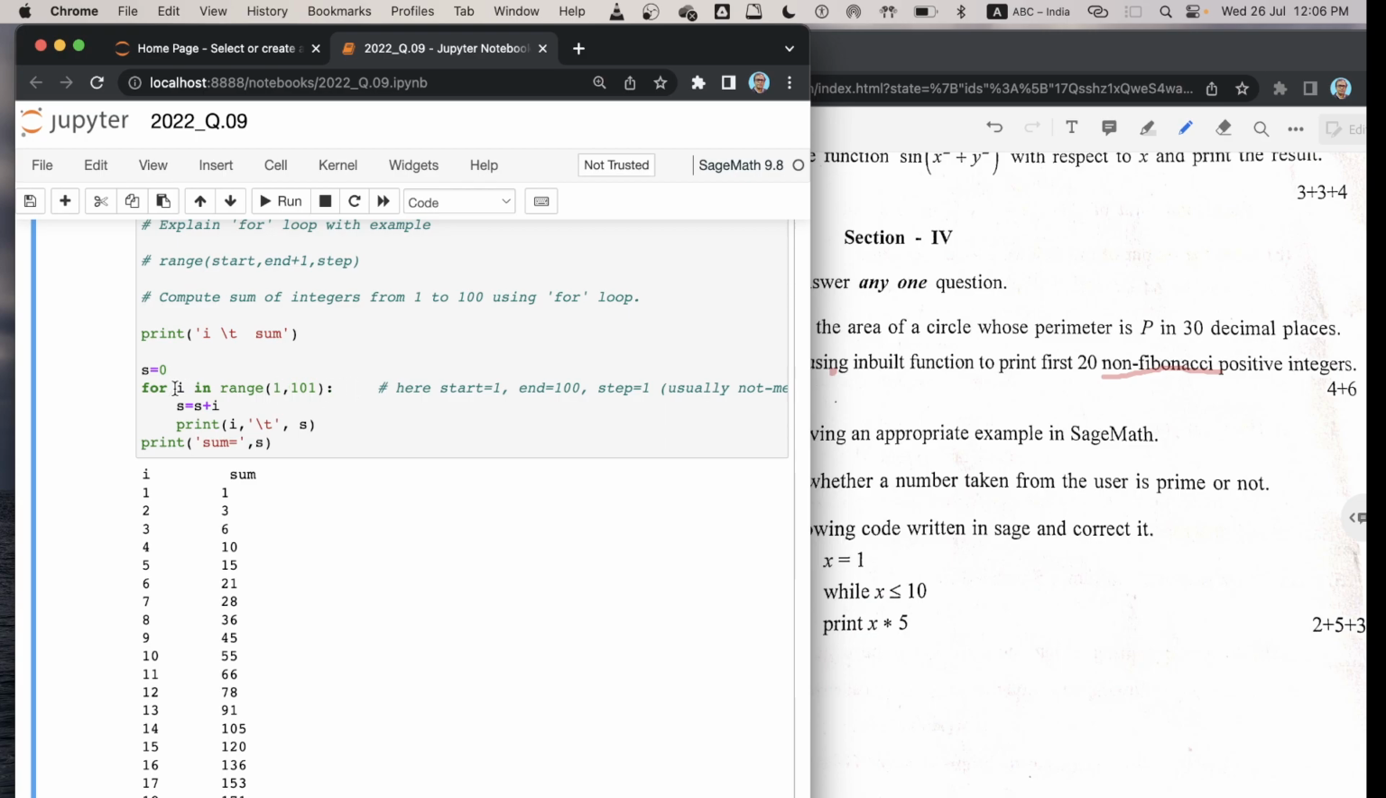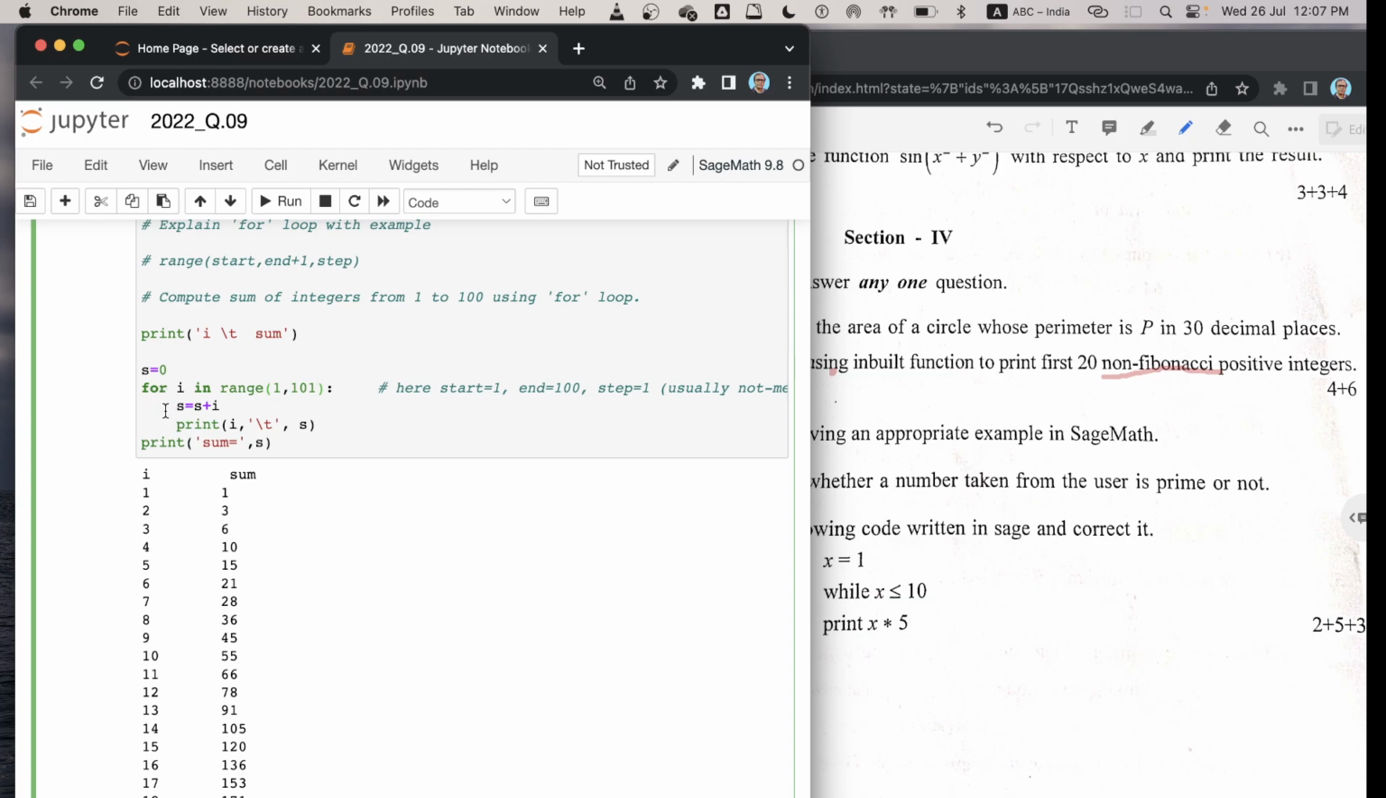So the value of I starts with 1 and the final value is 100 plus 1, so the last value is 100, and the step is 1. So we omit the step here; you can write comma 1 also, but naturally we omit the step length when the step is 1. And then sum equal to sum plus I, and print I \t. T means tab, a space between these two columns, and S.